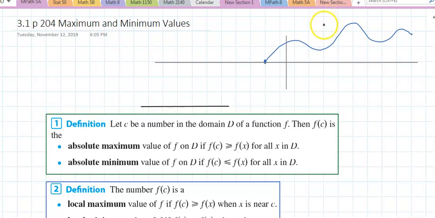Section 3.1 is on page 204, and it talks about maximum and minimum values. This is where we're really going to start using calculus for multiple applications.